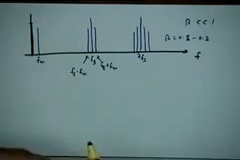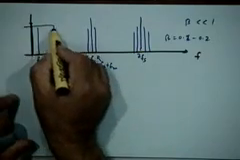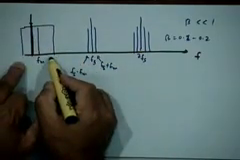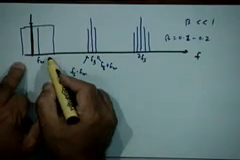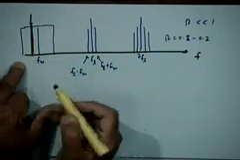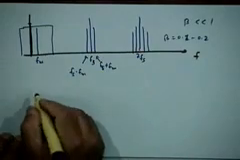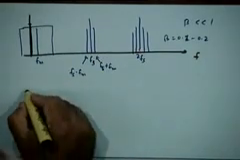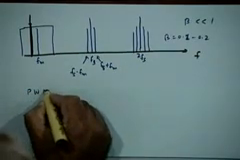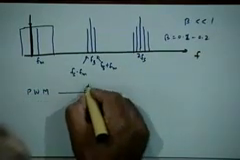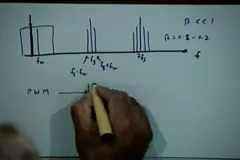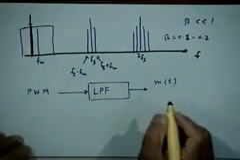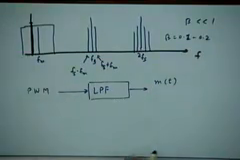But for small values of beta, the baseband spectrum more or less remains intact, and all you have to do is recover the baseband signal that you want by passing it through a low pass filter. So the PWM waveform is coming in, pass it through a low pass filter, and that will recover your message signal plus a DC component which you can remove.